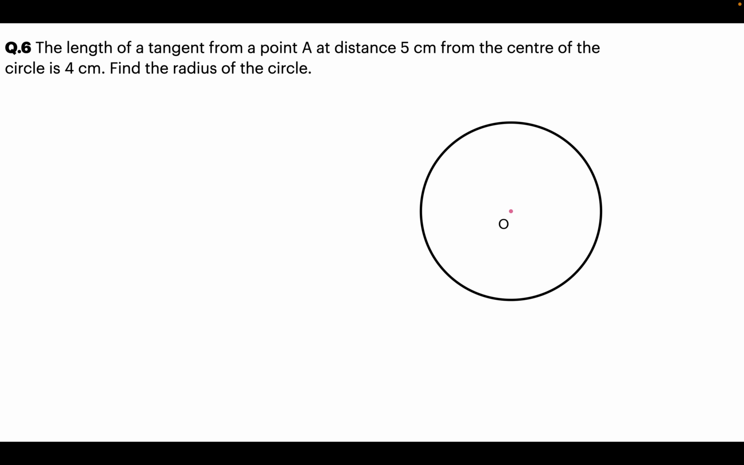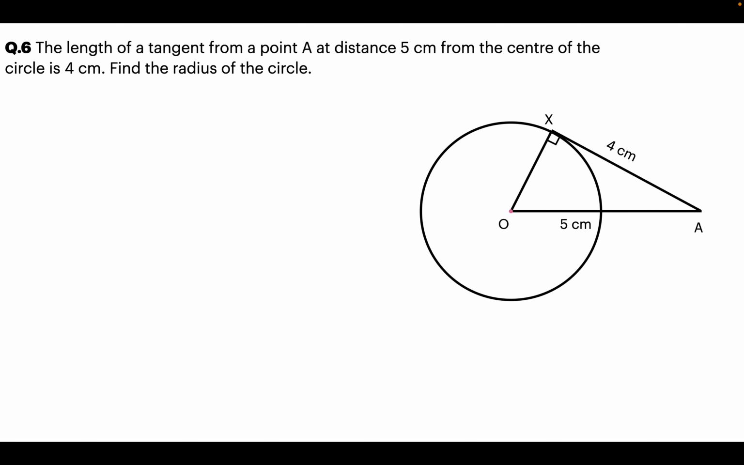So a point A is located at a distance 5 centimeters from the center. This is going to be 5 centimeters. Point A at distance 5. The length of a tangent from this point, that means from point A, is 4 centimeters. And let's say this tangent touches the circle at point X. So this is the point of contact. And now let's draw a line from the center to the point of contact, which is going to be the radius.